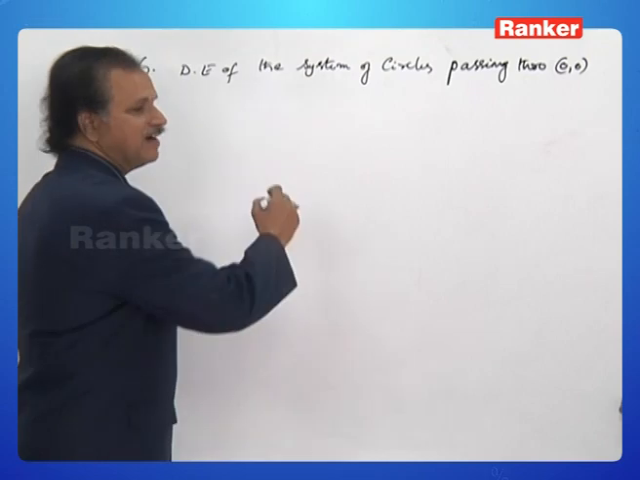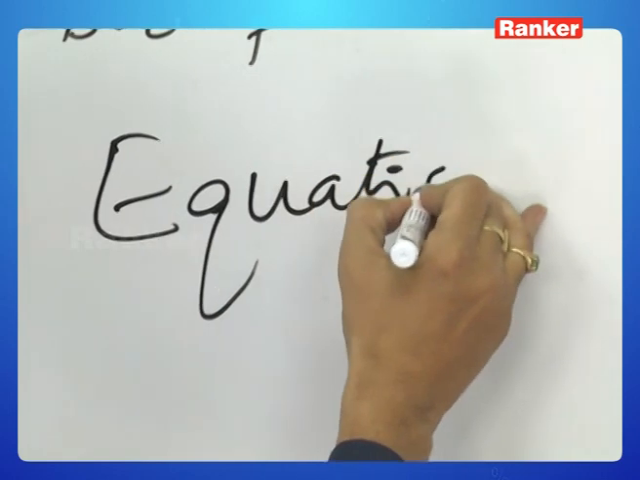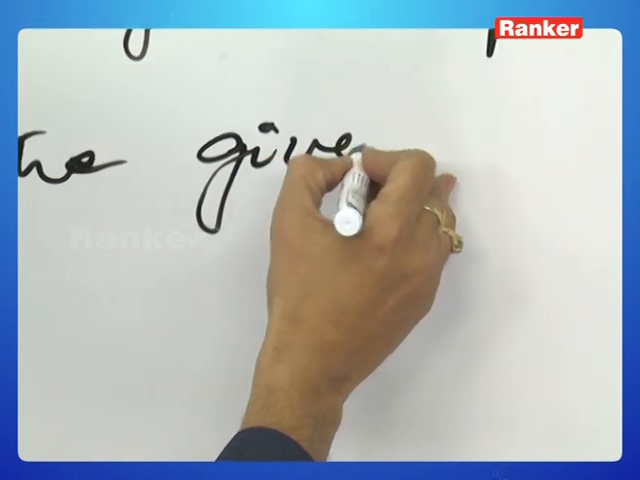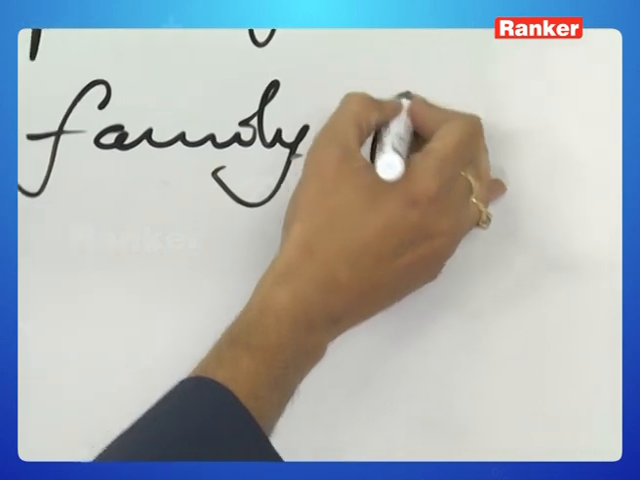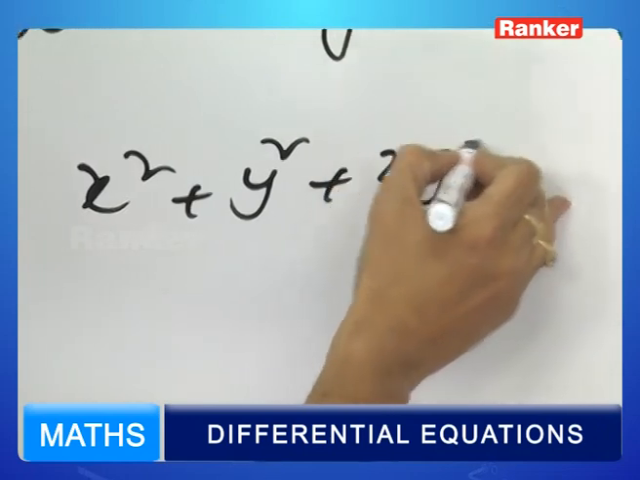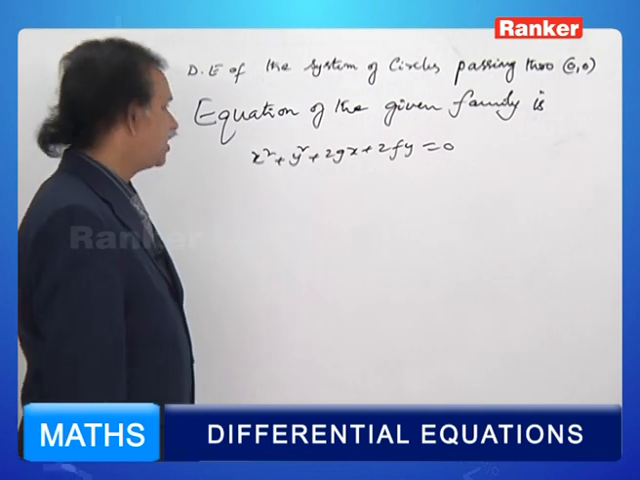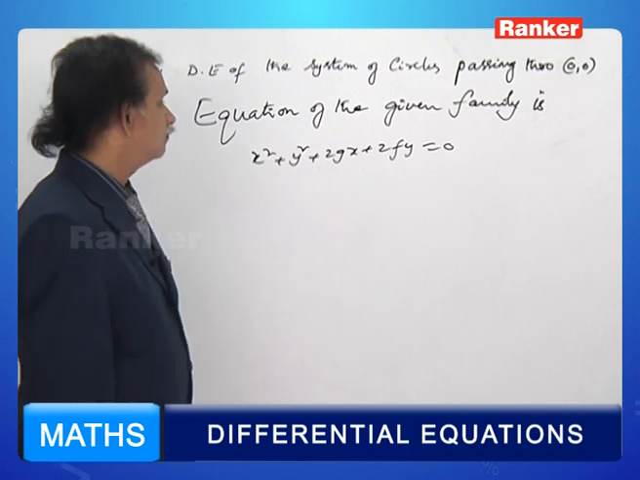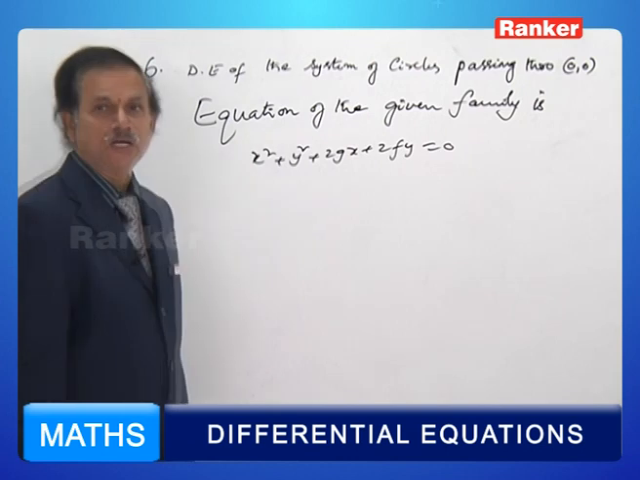Therefore, the equation of the given family is x² + y² + 2gx + 2fy = 0. How many constants are here? Two constants, g and f, and they are to be eliminated. So how many times at most can you differentiate? You can differentiate twice because there are two constants.